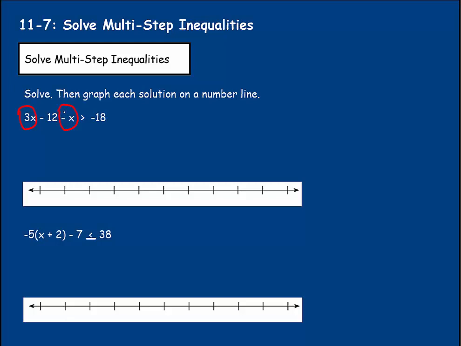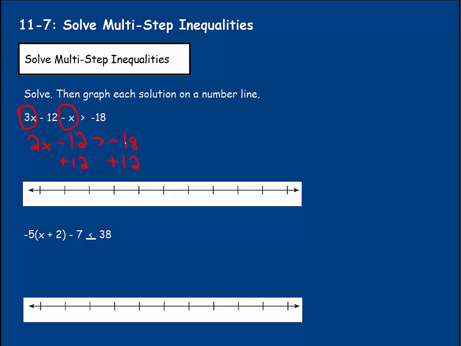Remember, always take that sign in front of the letter. So we have 3x minus 1x would be 2x. 2x minus 12 is greater than negative 18. To get 2x by itself, we add 12 to both sides.